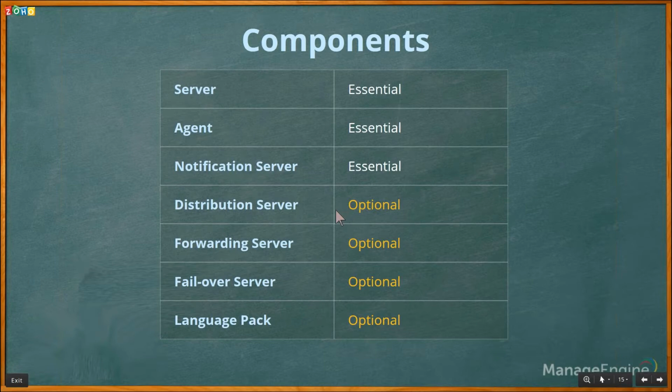Or in case you want to use a forwarding server, which is also optional. We do have a failover server as well. Now, what is a failover server? The failover server monitors the primary server. In case there is any failure on the main server, the failover server takes over and ensures there is no downtime. And of course, we do have a language pack in case you want to opt for it.